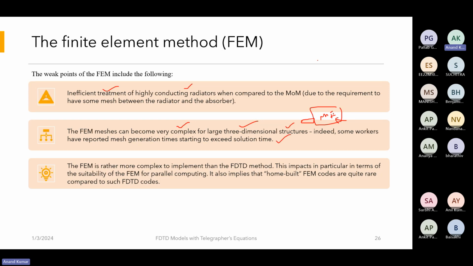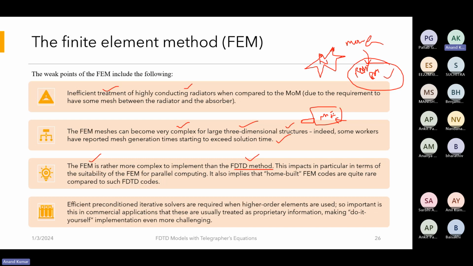But if your structure is very complex, for example, it has a lot of pointed stuff in 3D, you will need very small tetrahedrons to accurately model these spikes, and hence you will end up with more elements. And more elements means more RAM and more ROM, which is a problem because this is limited. And FEM is rather more complex to implement than the FDTD method. As we said, you have to do a lot more math as compared to the FDTD method if you are trying to write your own code.